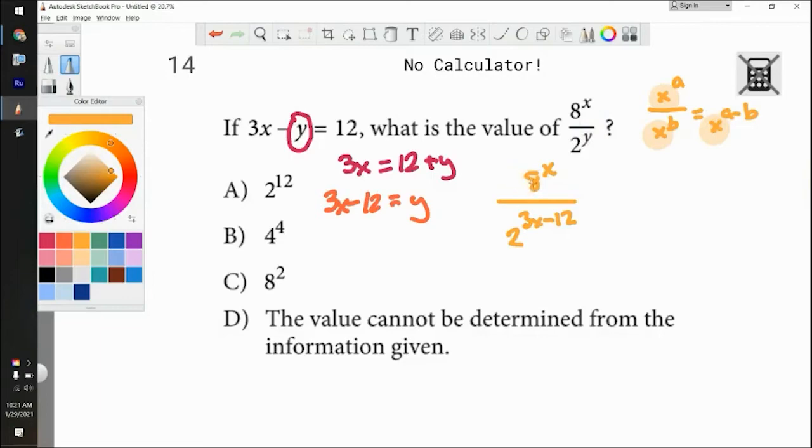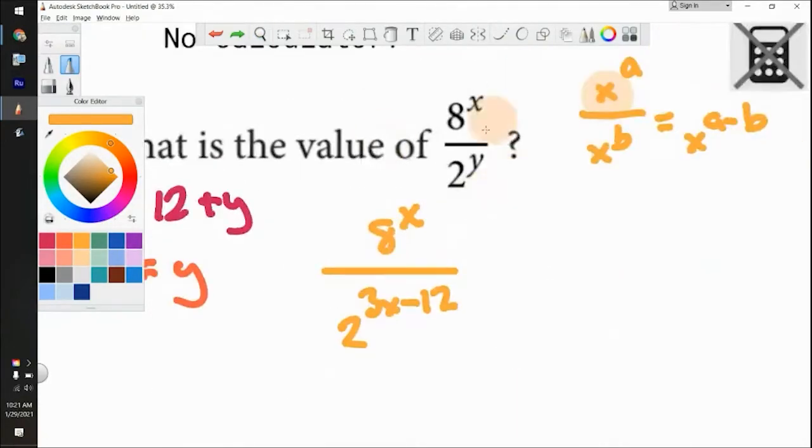Well, the problem is these bases are not the same. One's 2 and one's 8. So what you can do is you can make them both 2. I'll show you how to do that. You can turn that 8 into a 2 to the third, because 2 to the third power is 8.